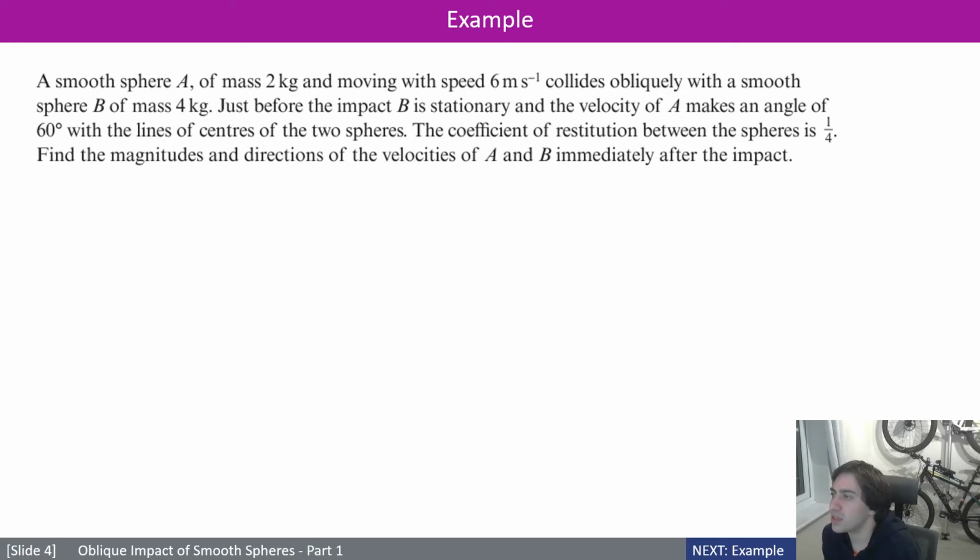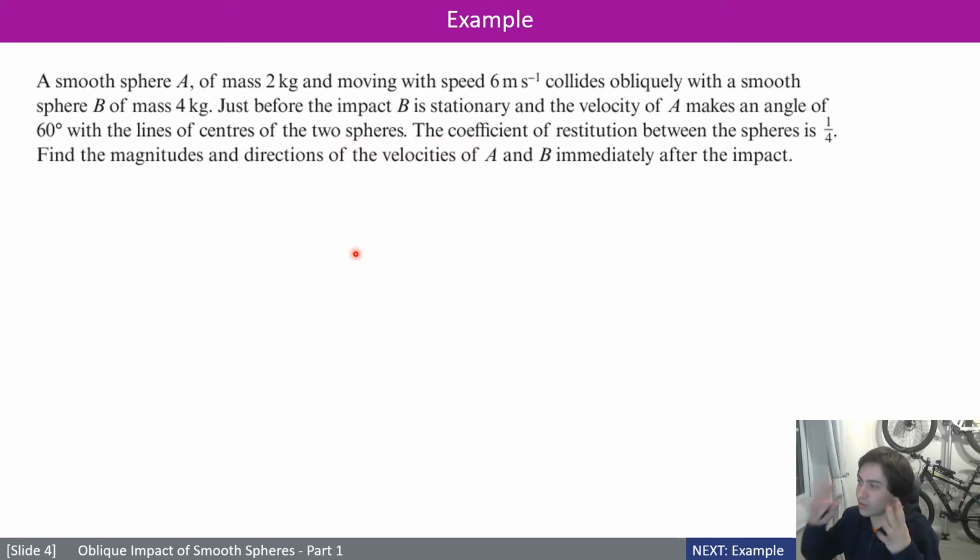Okay, and the velocity of A makes an angle of 60 degrees with the line of centers of the two spheres. E is a quarter. Find the magnitude and direction of the velocities of A and B after impact. Okay, so notice it said A makes an angle of 60 degrees with the line of centers.